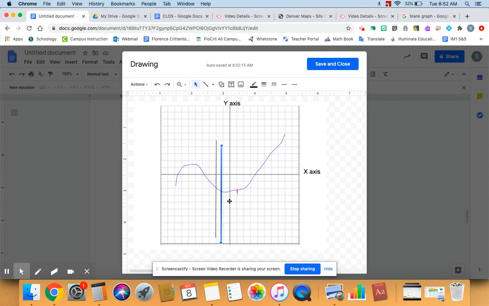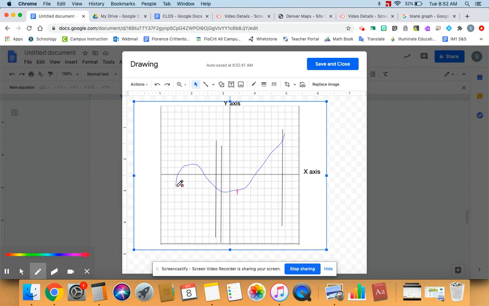If I do another one, look, that one only hit it once right here. If I do another one, and actually if I move this line all the way, you see it's just hitting once right here, once up here, once up here. So as I move my straight line back and forth, everywhere it's only hitting that graph once. Therefore, this one is a function right now.